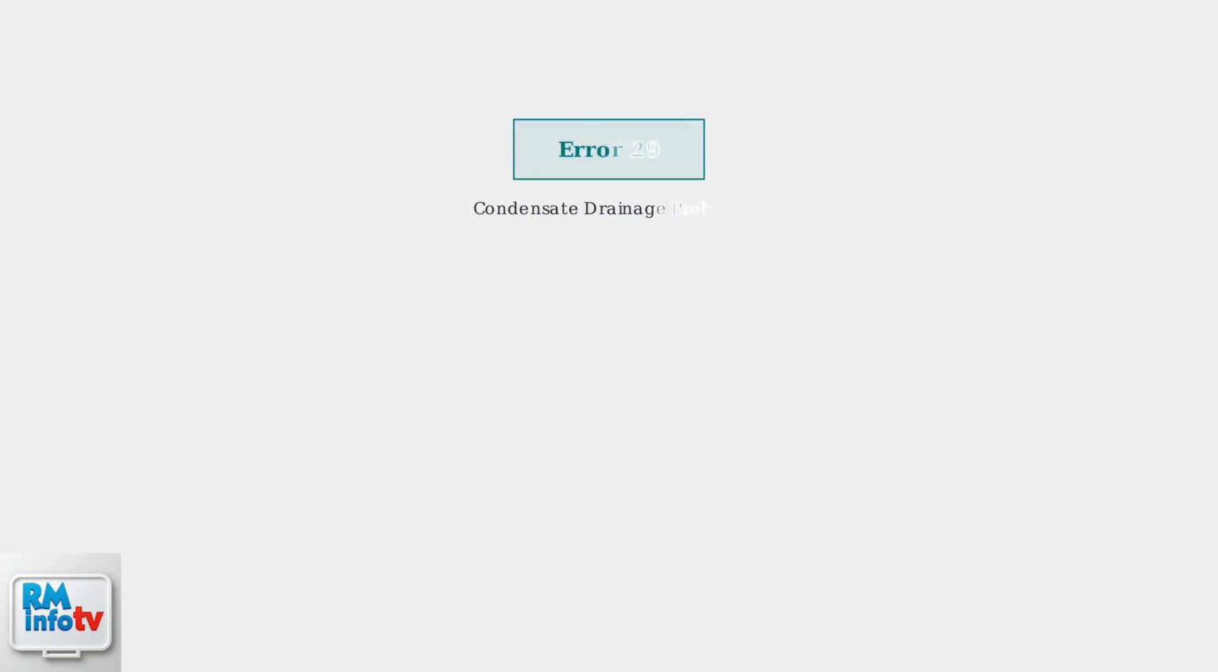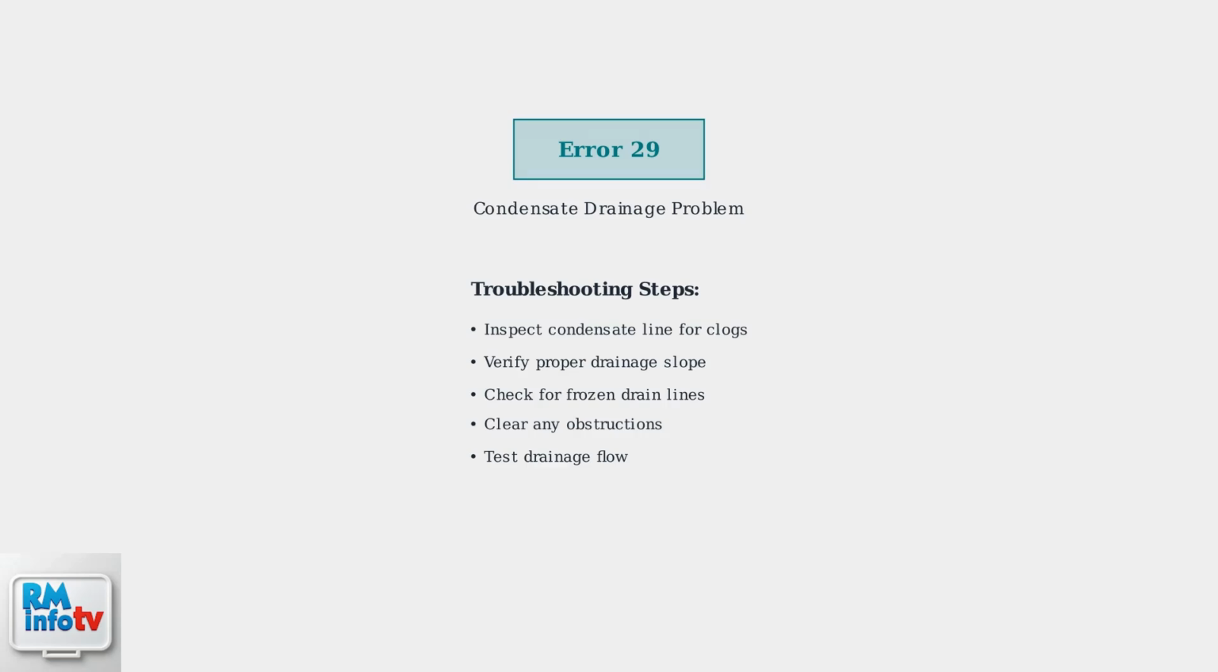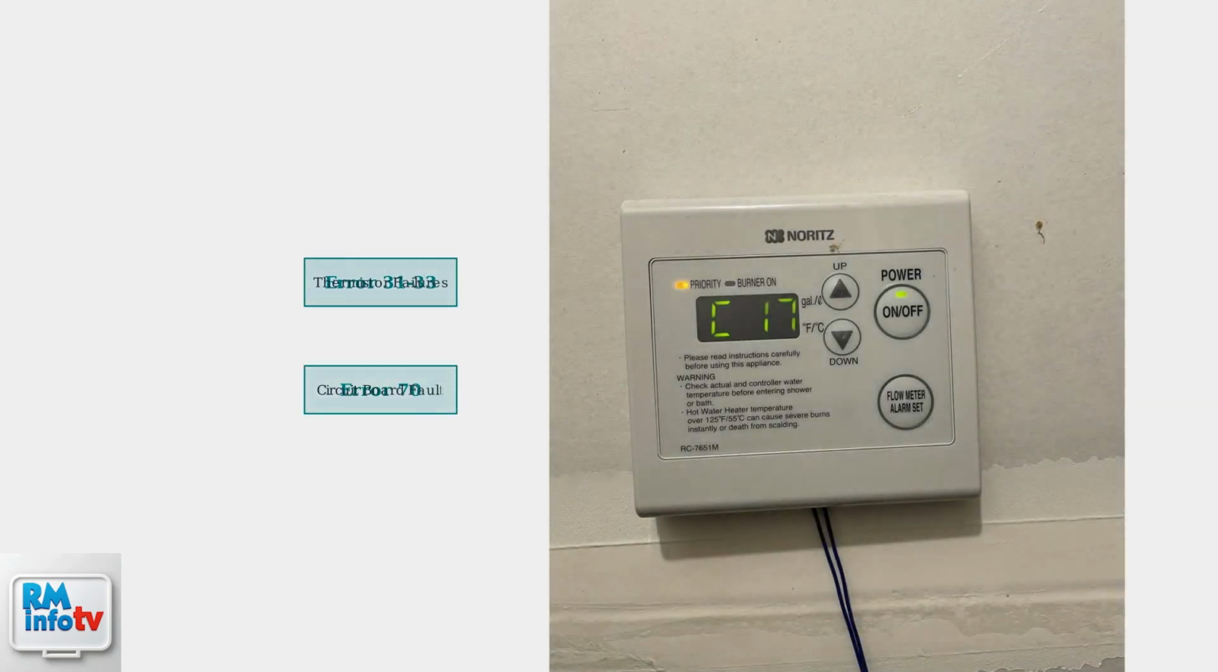Error code 29 indicates a problem with condensate drainage. Modern tankless water heaters produce condensate that must be properly drained away from the unit. Check the condensate line for obstructions, ensure proper slope for drainage, and verify that the drain is not frozen in cold weather conditions. Some error codes require professional service.